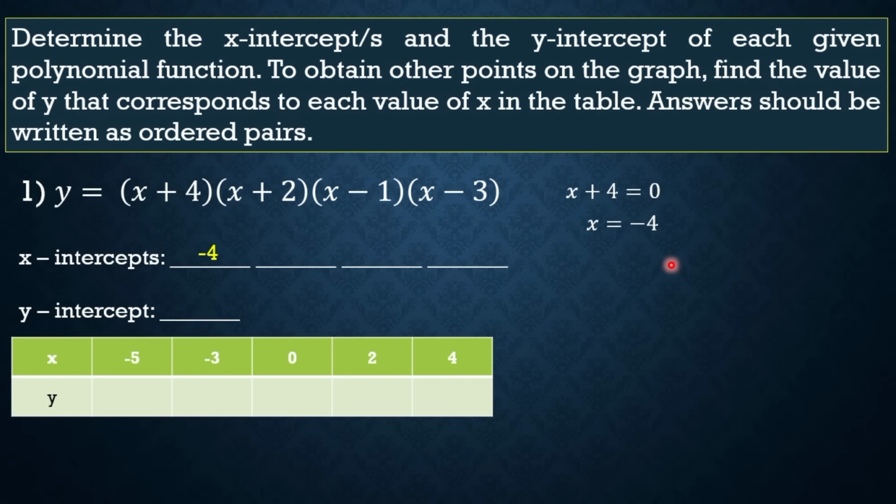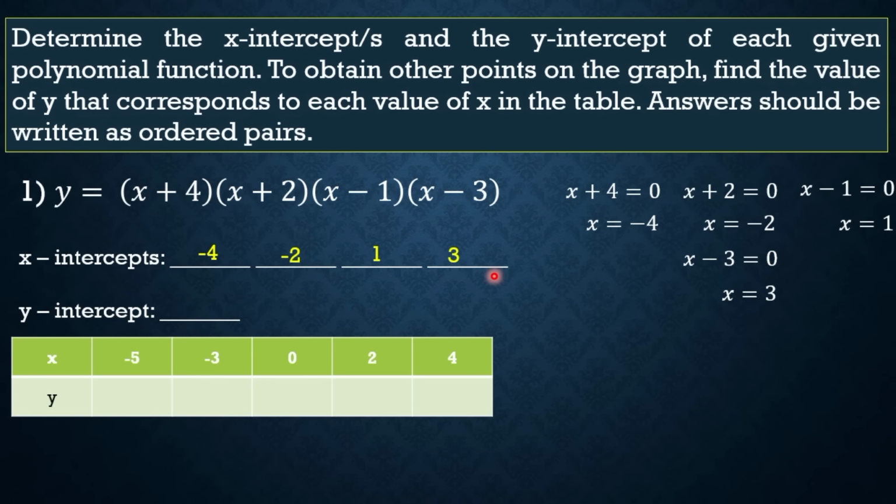Okay, another is x plus 2. So, isa-isahin nyo to, equate sa 0. X plus 2 is equal to 0, so x is equal to negative 2. And then, x minus 1 equal to 0, so x is equal to 1. Then, x minus 3 equal to 0, so x is equal to 3. Okay, so yung mga intercepts natin are negative 4, negative 2, 1, and 3.